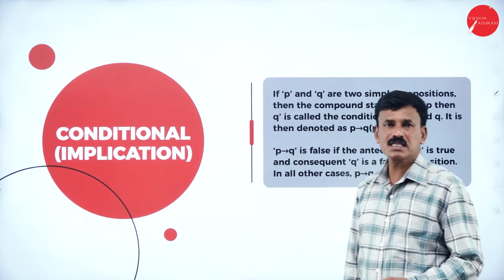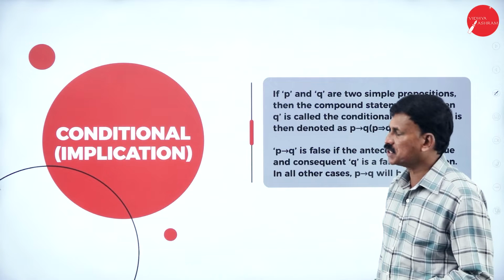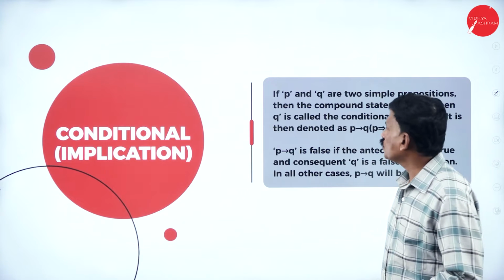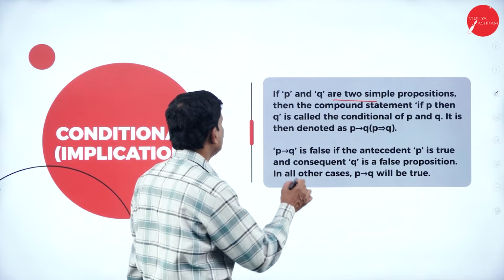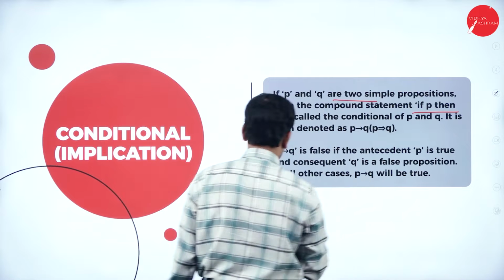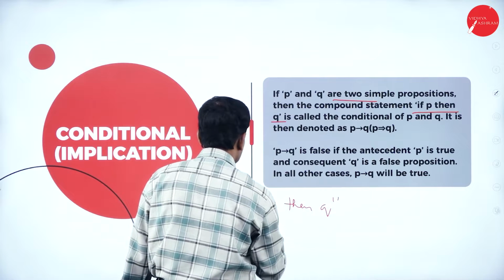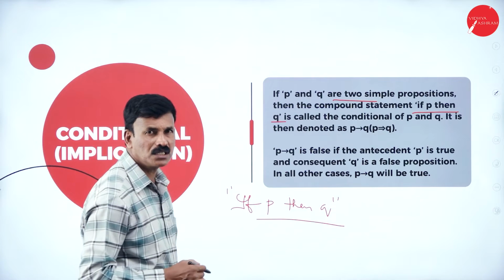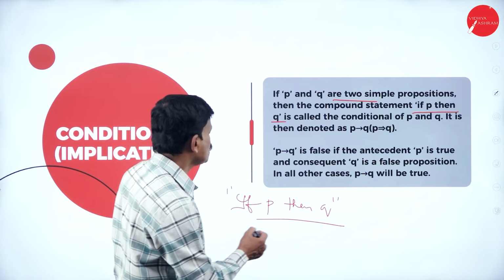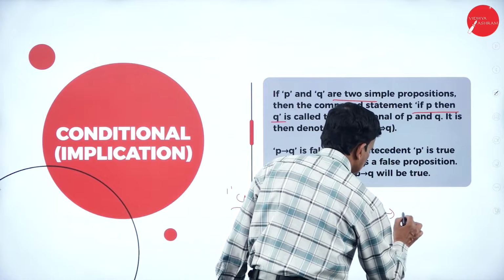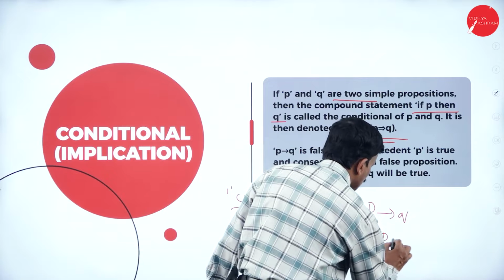Next very important one is the conditional, that is called implication. Conditional statement, implication. So, what is this conditional statement? If P and Q are two simple propositions, then the compound proposition if P then Q is called the conditional statement. That is called the conditional proposition. If P then Q is called the conditional of P and Q, and it is denoted as P conditional to Q. Sometimes we can also represent it like this.